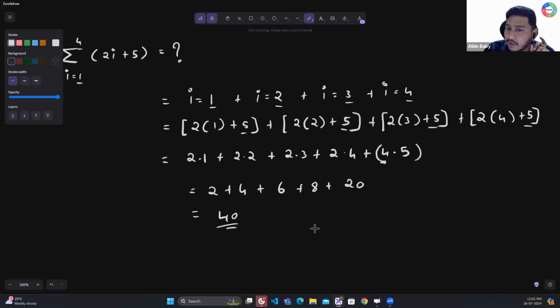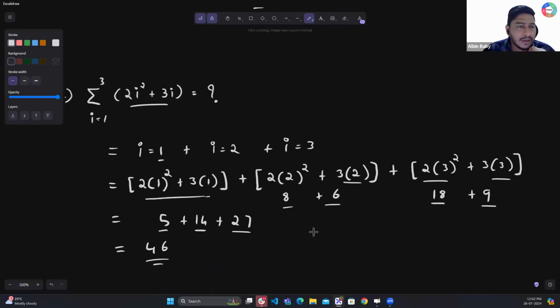So I'm taking 4 into 5 as common. Now, if I remove it as common, what is the remaining expression? That is 2 into 1, 2 into 2, 2 into 3, and 2 into 4. So 2 into 1 is 2, 2 into 2 is 4, 2 into 3 is 6, 2 into 4 is 8, and 4 into 5 is 20. The sum total is 40. I hope this is clear now.